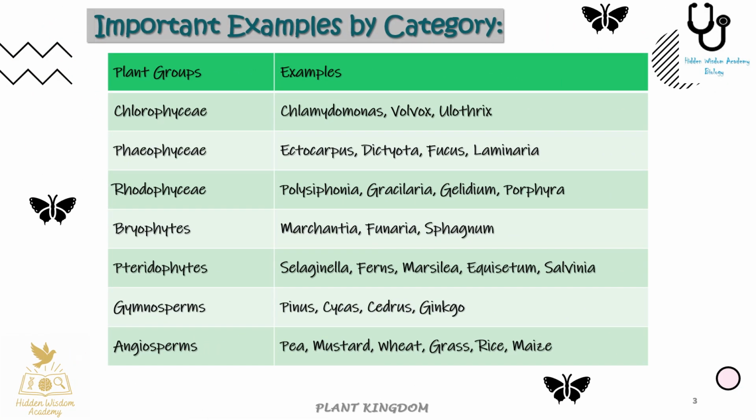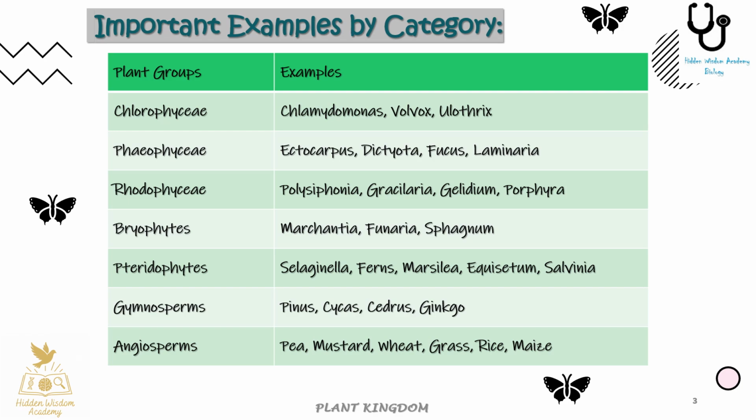Let's explore the plant kingdom with some important and easy-to-remember examples from each major group. 1. Algae. These are simple, aquatic plants classified into three major classes. Chlorophyceae, also called green algae. Examples: Chlamydomonas, Volvox, and Ulothrix.